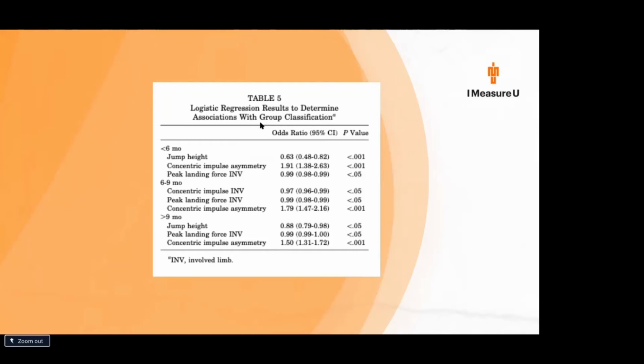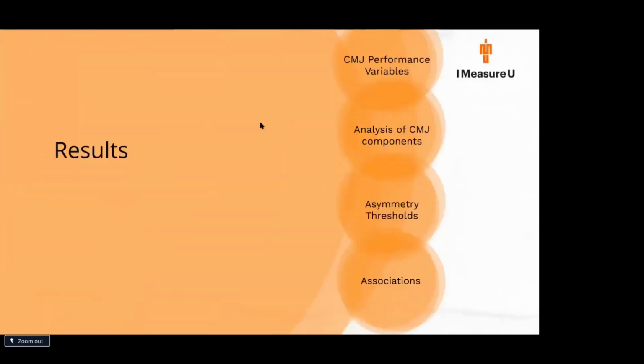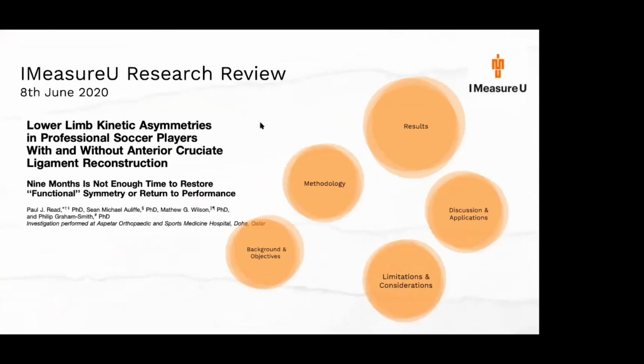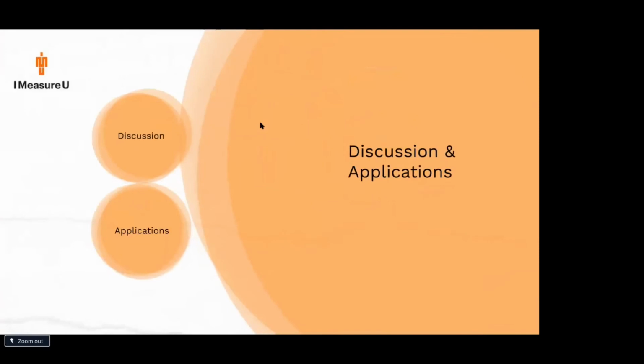So you can see here that regardless of the group, the same components were similar throughout, really. But concentric impulse asymmetry was the metric which was identified as having the strongest association with a history of ACLR. And that's something that, when we go into the discussion here, the authors will identify as a measure that can be used going forward.